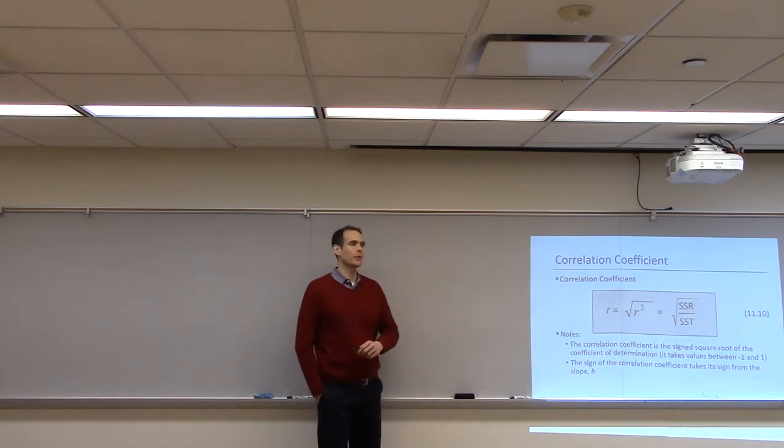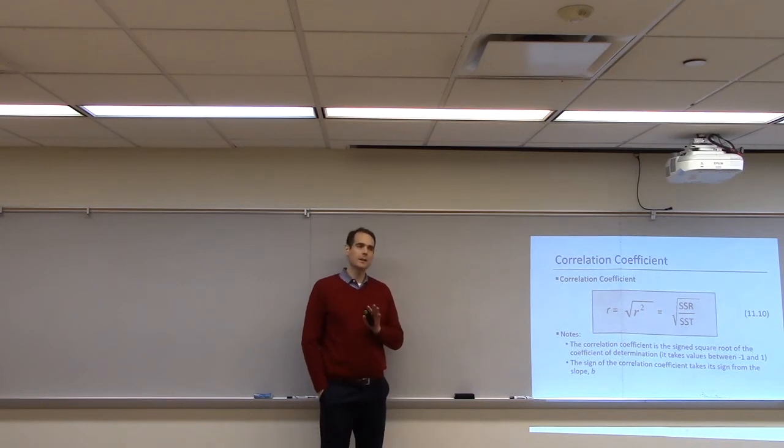Okay, so correlation coefficient is the square root of R squared. The exciting thing about it is it can be between -1 and 1, and it can tell us if there's a positive or negative relationship.